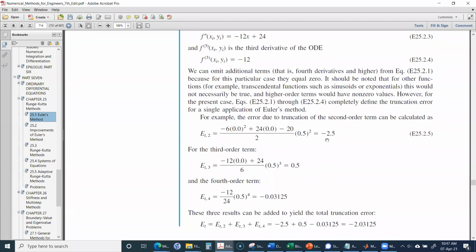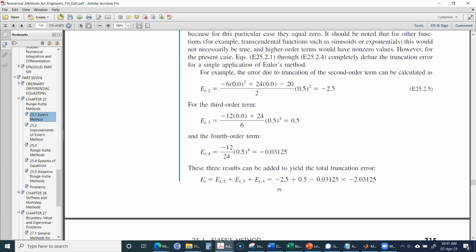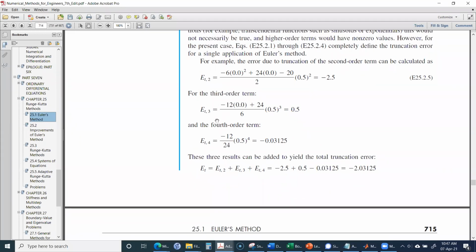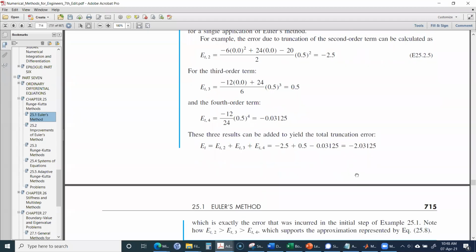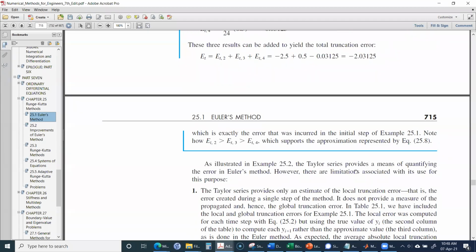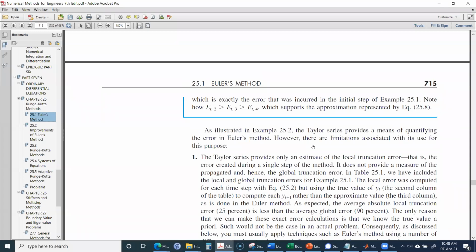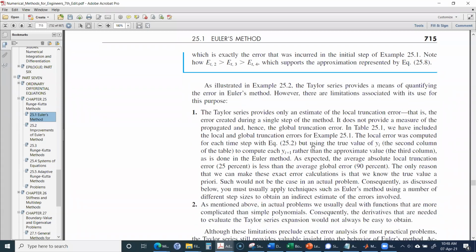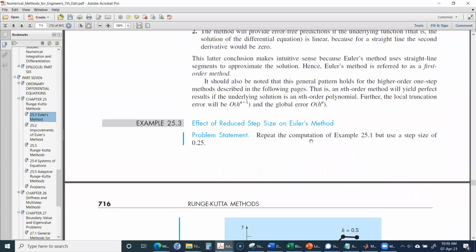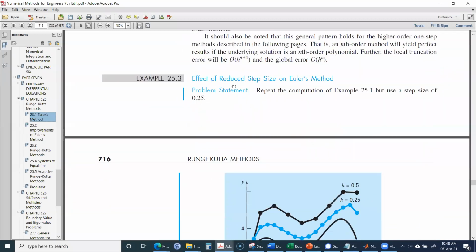errors: minus 2.5, 0.5, minus 0.3125, as you can see that the errors keep decreasing. Okay, higher the term is, the error keeps decreasing. Okay, so this way then you can estimate the local errors as well. Okay, so the effect of the reduced step size on the Euler's method.